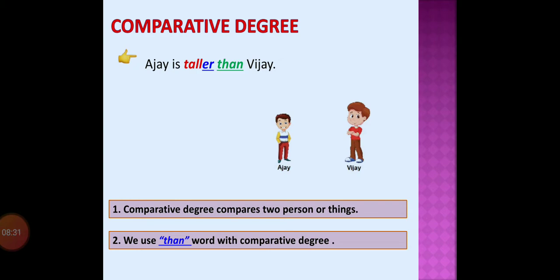Is it clear? Again I repeat. There is a comparison between two persons or things. The adjective should be followed by "er" and the word "than" should be there in your sentence to show the comparison. So this was your comparative degree.